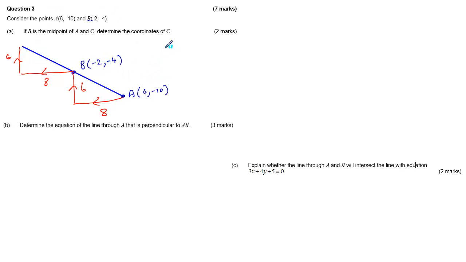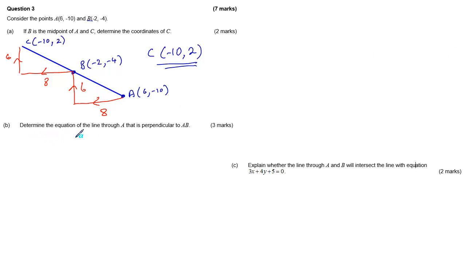So that would put me at negative 10. And then going upwards 6 from negative 4 would put me at 2. So it's negative 10, 2, and that's our coordinates of C.